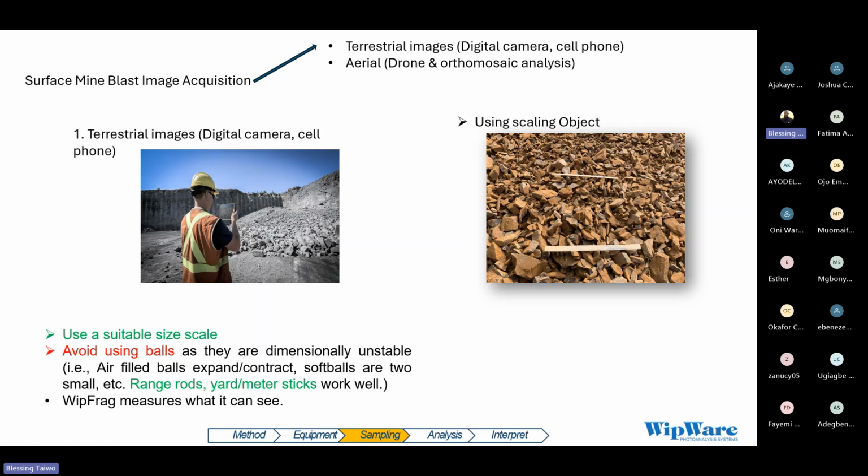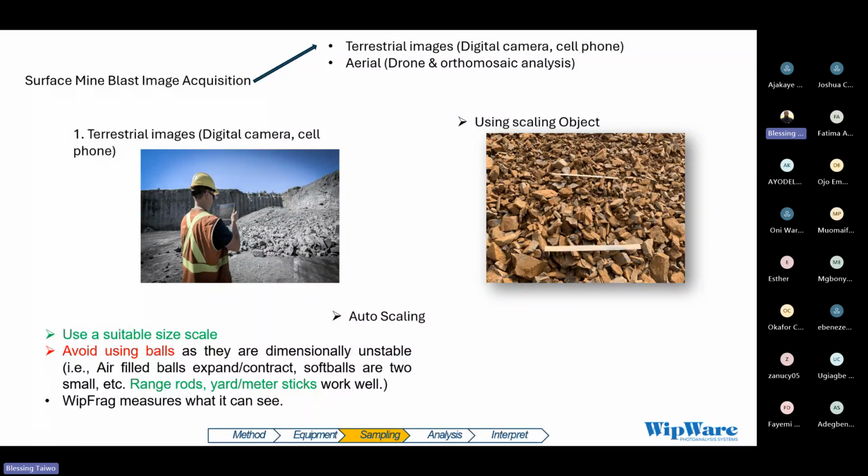So if you want to select a scaling object, I recommend you select something that you can see. You can easily identify edge to edge of the scaling object. Okay. Then the second option is using auto scaling.